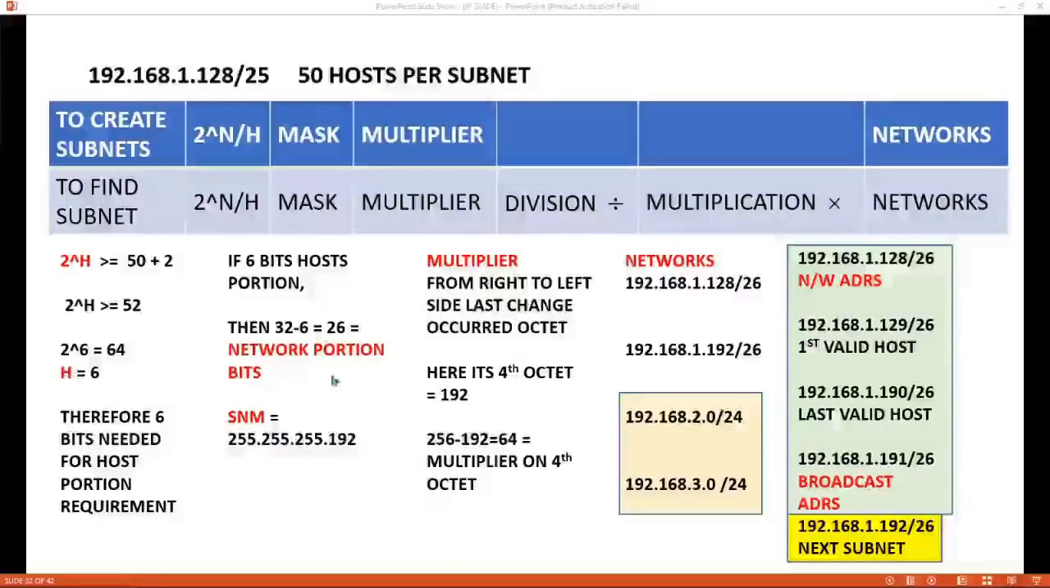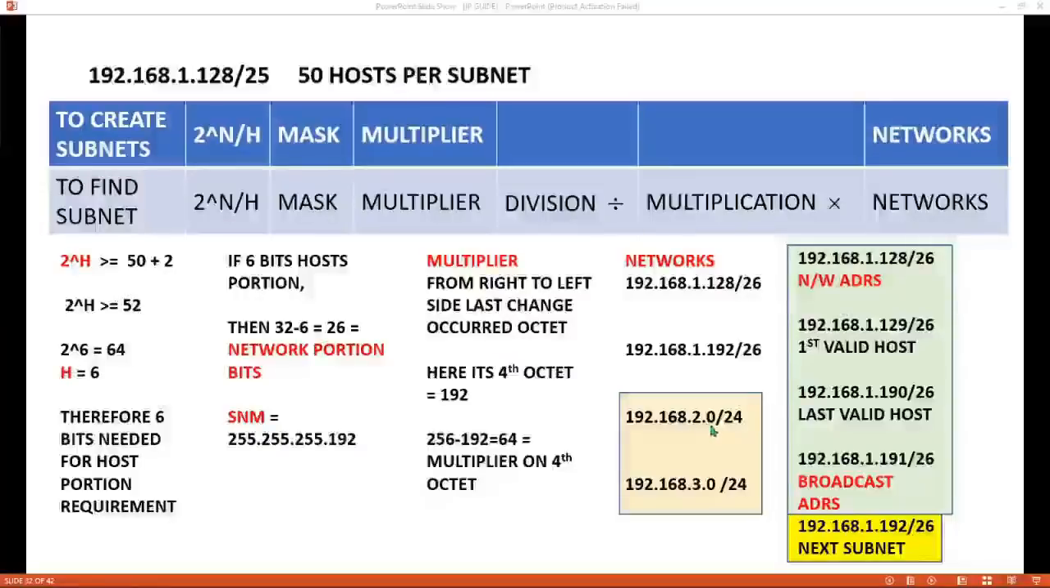Okay. So if it is 26 network bits, you can write the subnet mask as 255.255.255.192. You know the reason? 24 means 3 times 255. Another 2 bits borrowed means 192. Okay. Refer to the bit borrowing table. Then go for the multiplier by deducting this 192 from 256. So 256 minus 192 gives you 64, which is the multiplier on the 4th octet. So again, you know the network 192.168.1.128/26, you need to add around 64 again to this 128 for the next network. So 192.168.1.192/26.